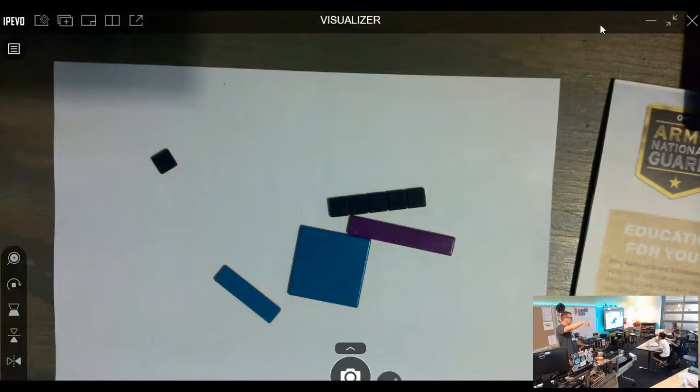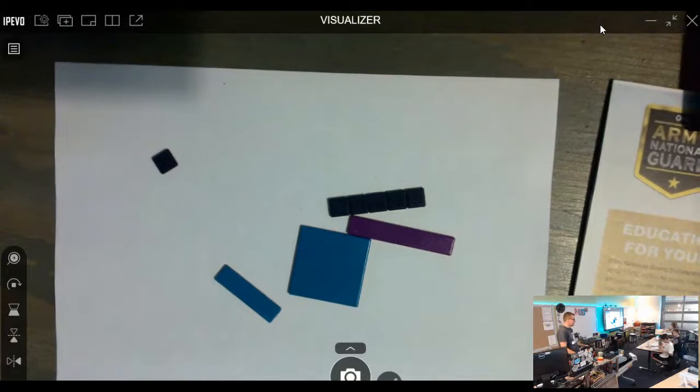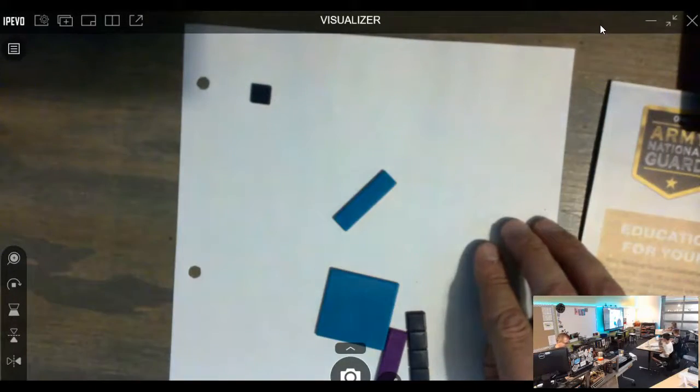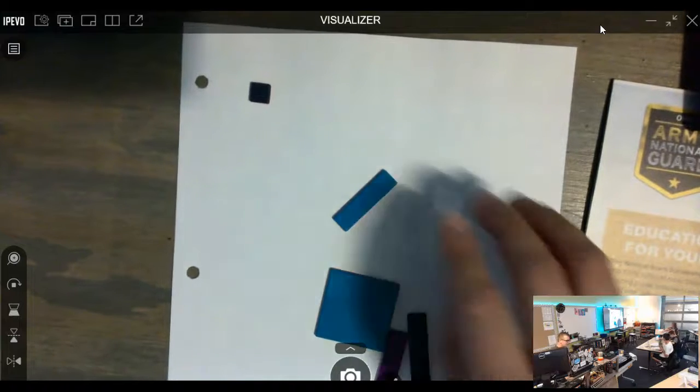Non-commensurate. These algebra tiles are intentionally non-commensurate, which means they do not line up no matter how many times we multiply them with each other. So first things first. The itty-bitty square tile is our what tile? One. Trace that. Trace that in your notes.